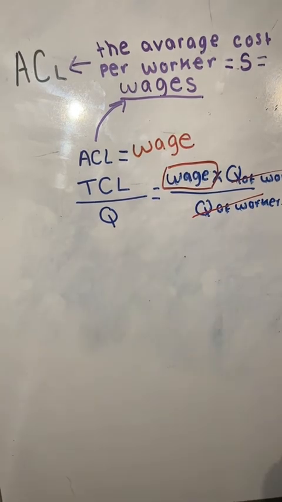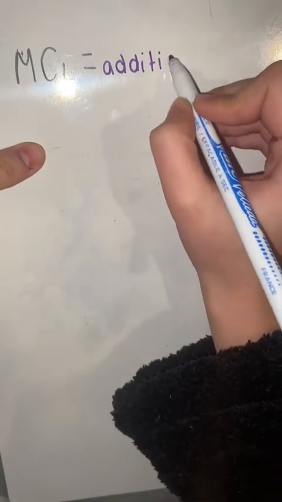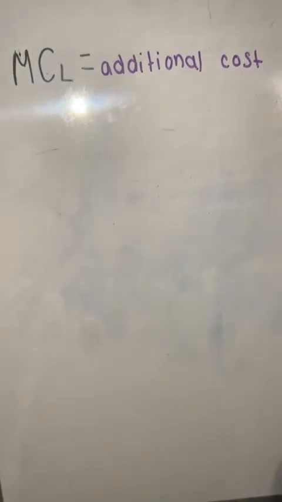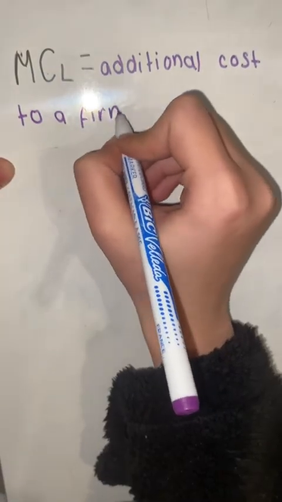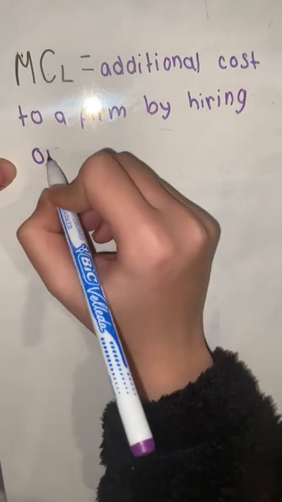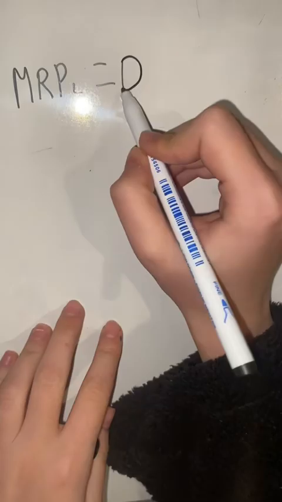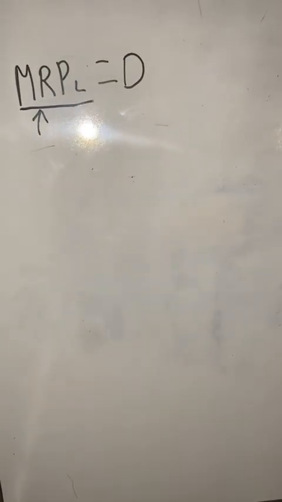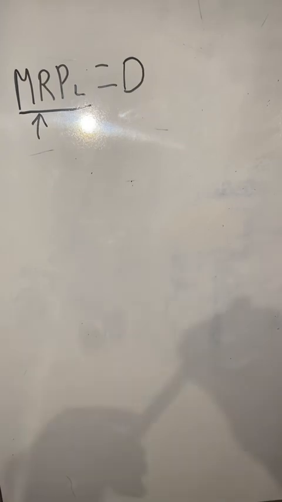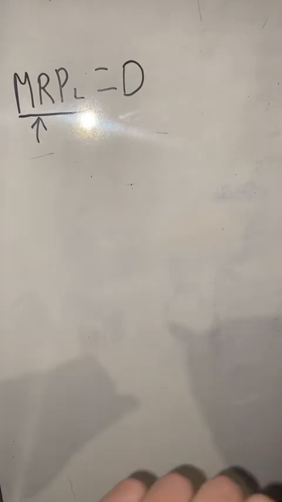wage. Now let's look at the marginal cost of labour. So your marginal cost of labour is the additional cost of labour from hiring one additional worker. Finally, let's have a look at MRPL. So MRPL will look the same as your demand curve. Your MRPL refers to the extra revenue a firm will generate when it employs one additional worker.